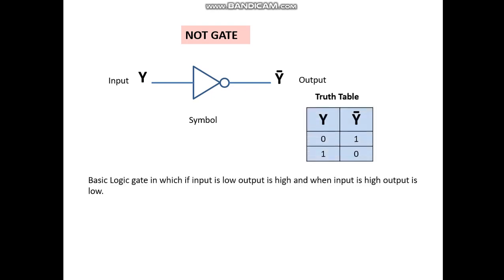This is the NOT gate. That's the truth table. It is a basic logic gate in which if the input is low, the output is high, and when the input is high, the output is low. The output is the negated version of the input, hence it is called an inverter.